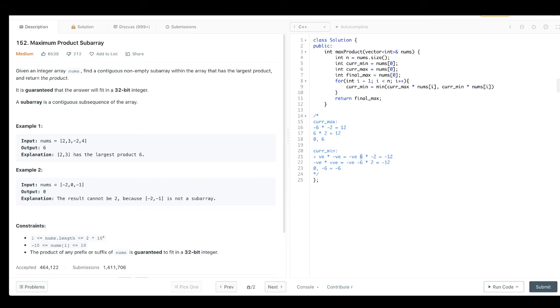And the third scenario is that the current minimum, or current max, was 0, but our current element itself is lesser than 0, say minus 6, minus 7, something like that, then the current minimum will simply become this element. So we'll take the minimum out of these three cases to find our minimum for this iteration, including the number nums[i]. Now we need to find the current maximum.